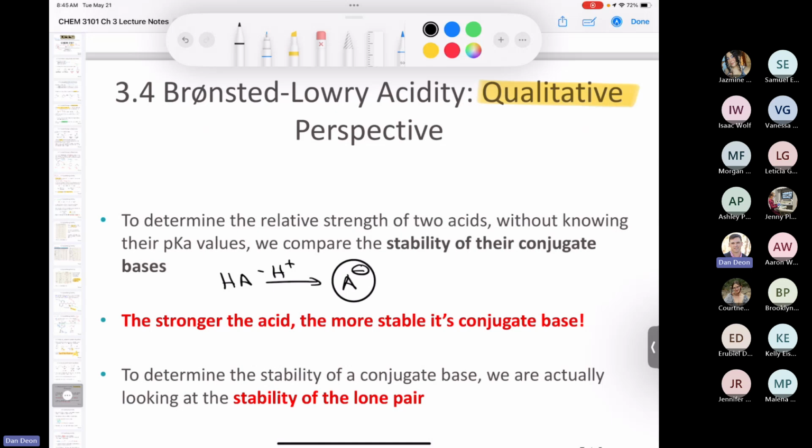If it's really stable, that means it came from a strong acid because it's comfortable with that negative charge. If it's not stable, that means it came from a weak acid, something that did not want to donate a proton. And so essentially, we study the stability of the lone pair. If the lone pair is stable, it came from a strong acid. If it's not stable, it came from a weak acid.